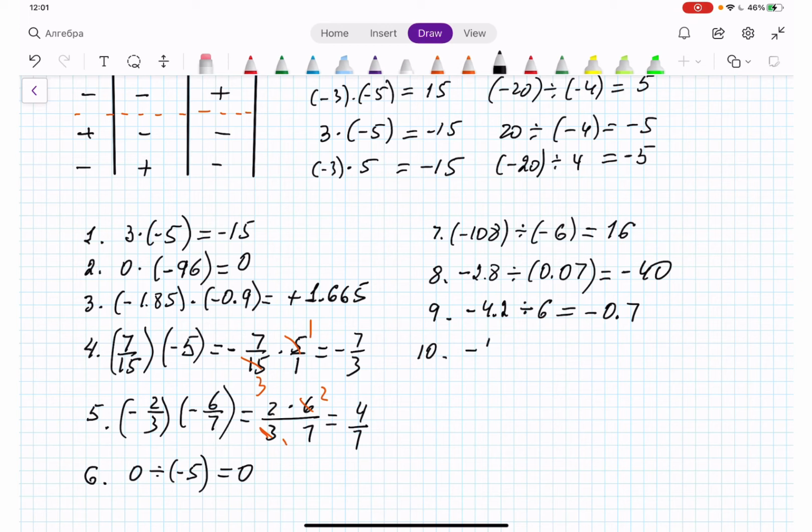Negative 1/2 dividing by negative 3/8. So negative by negative is going to be positive. So the result is 1/2 times 8 over 3, right? Division means flipping the second fraction. And we are getting, by reducing by 2, this is 1, this is 4, and the result is 4 over 3.